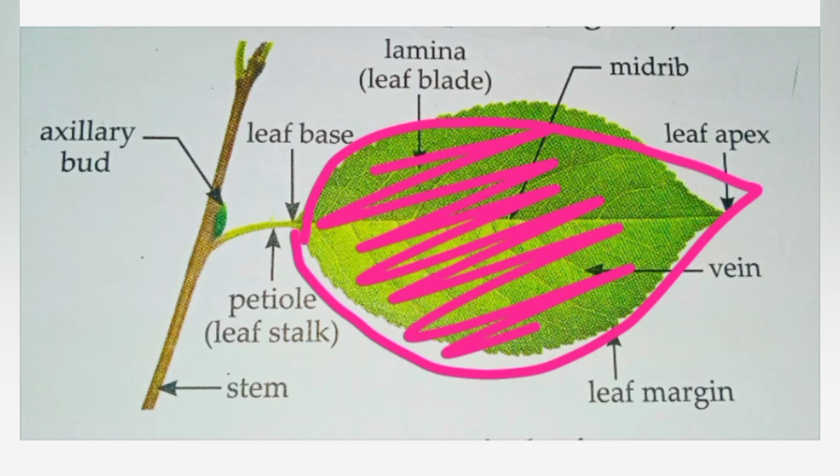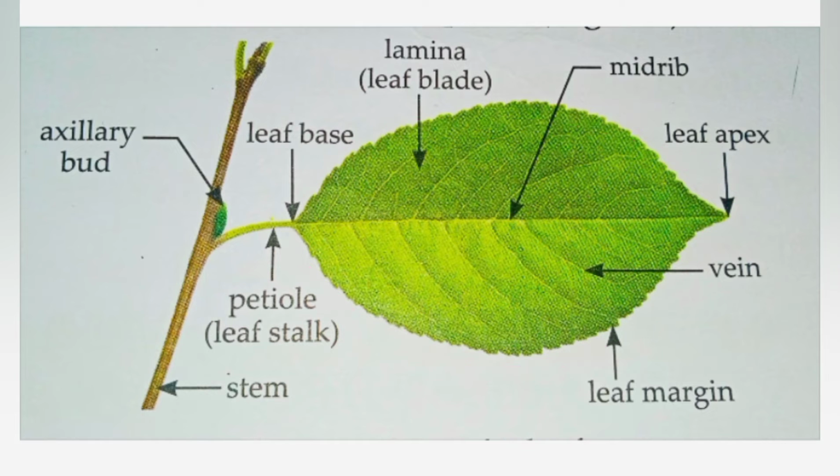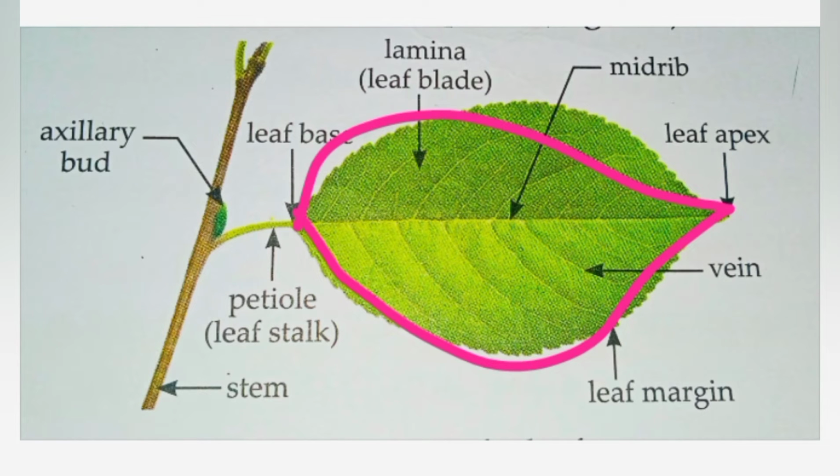The part of the lamina that is attached to the petiole or the stem is called the leaf base. Like if this is the lamina, then this part where it is being attached to the petiole is called the leaf base. This part is called the leaf base, exactly.